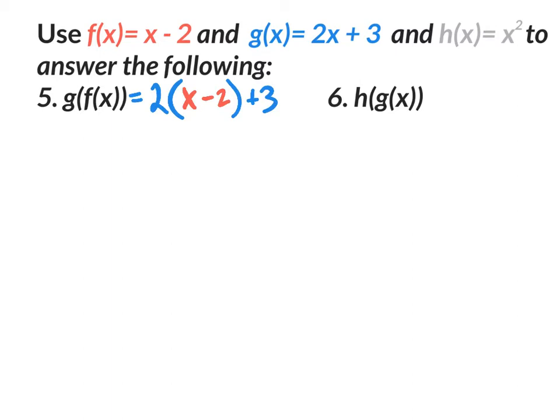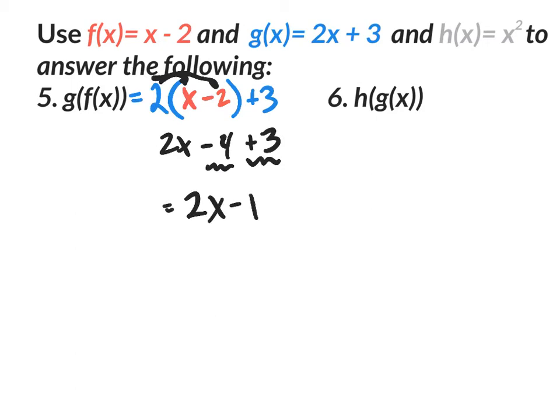And after that, you just distribute, right? 2 times x, 2x, 2 times -2, -4. Bring down the plus 3. Combine the -4 and the 3. You simplify the whole thing. 2x minus 1 is your final answer right there. So g of f of x equals 2x minus 1.